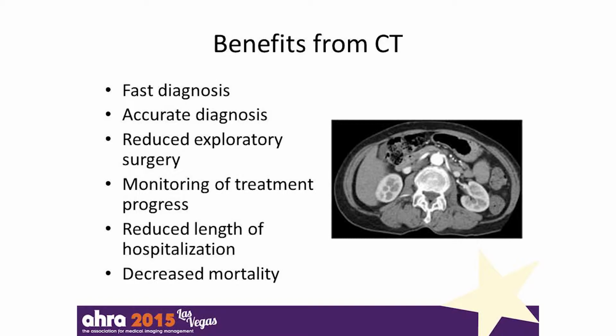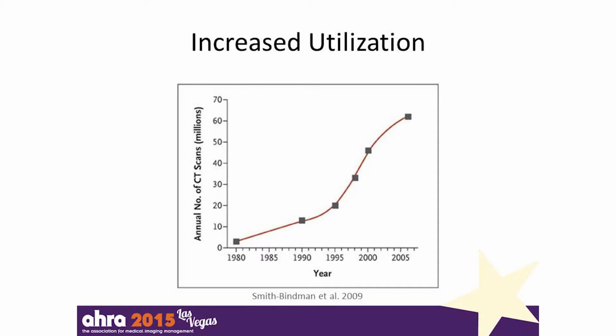So why do we use CT? Well, it gives a very fast diagnosis. It gives an accurate diagnosis, oftentimes more accurate than you can get from the other modalities. As a result, we've had reduced exploratory surgery. You can monitor treatment progress, reduced length of hospitalizations, and the big one is the last one at the end, decreased mortality. Put simply, CT scans save lives, millions of lives every year. As a result, the number of CT scans we've been doing has been rising fairly consistently since they were introduced. And now, the most recent estimate I've heard is that over 80 million CT scans are done in the US alone every year.